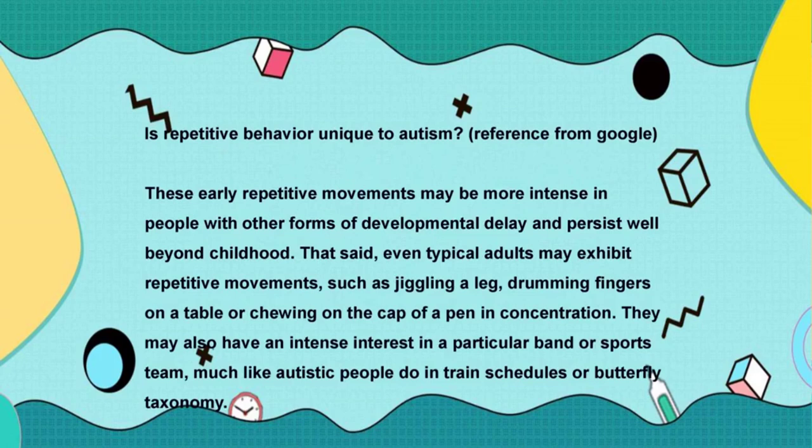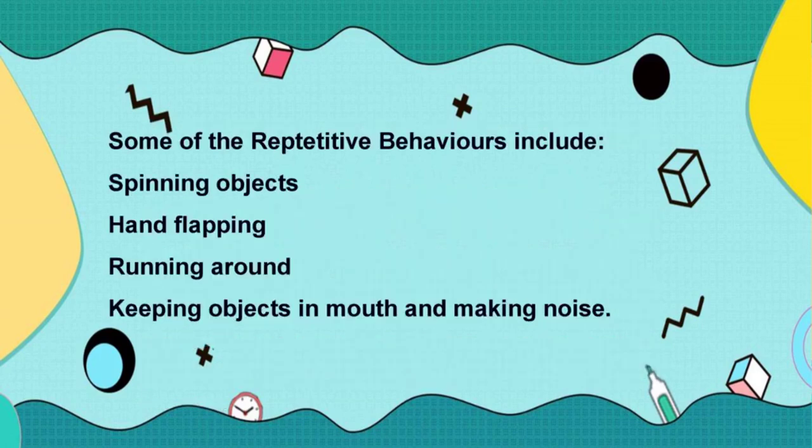That said, even typical adults may exhibit repetitive movements such as jiggling a leg, drumming fingers on a table, or chewing on the cap of a pen in concentration. They also may have intense interest in some particular band or sports team. So much like ASD traits or other delay traits. Some of the repetitive behaviors include spinning objects, hand flapping, running around, keeping objects in the mouth, making repeated noise, saying the same things again and again, singing the same song again and again. These are some of the repetitive behaviors which you can commonly see in children.